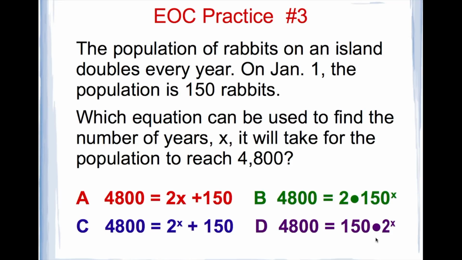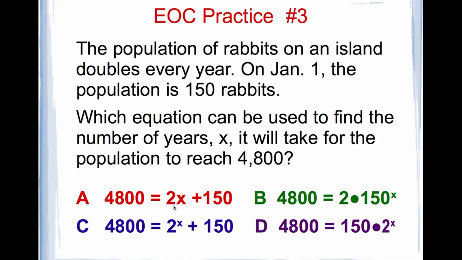The population of rabbits on an island doubles every year. On January 1st, the population is 150 rabbits. Which equation can be used to find the number of years, x, it will take for the population to reach 4,800? So this is doubling every year. That would be a growth. I don't think any of our answers indicate decay.